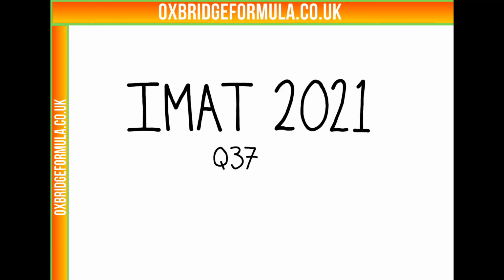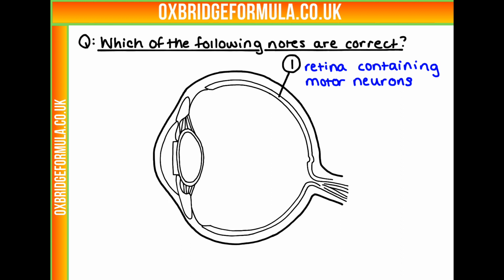This is IMAT 2021, question 37. So this question gives us a diagram of an eye with some various notes attached, and we need to work out which of the following notes are correct. So our first one is that this part labelled here, number 1, is the retina, which contains motor neurons.